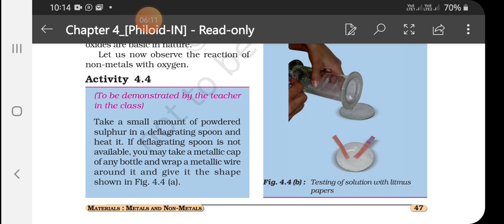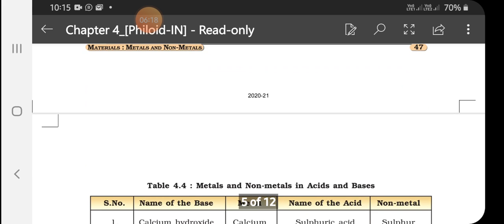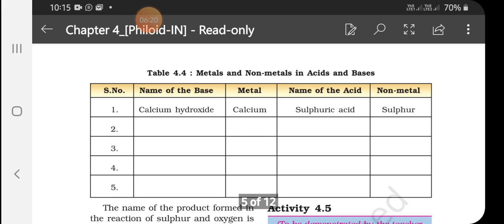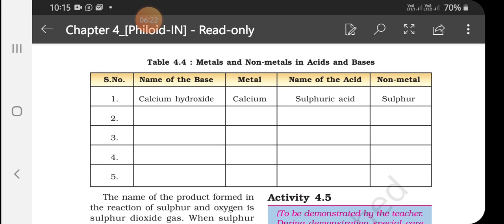So metal oxides are basic in nature and non-metal oxides are acidic in nature. Now, metals and non-metals in acid and base. If we take one metal, we form a base, for example calcium hydroxide, which is basic in nature. If we take one non-metal, sulfur, it gives sulfurous acid or sulfuric acid, so it is acidic in nature.